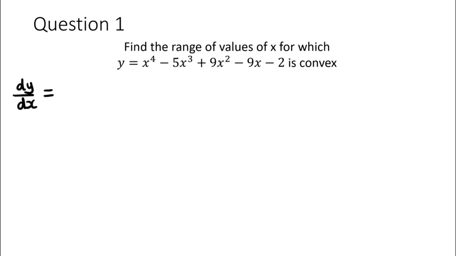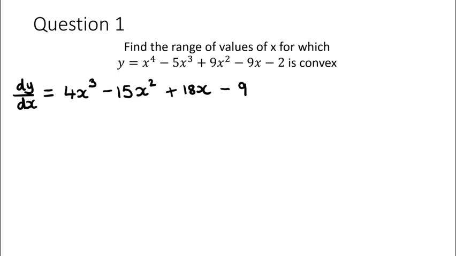So we just differentiate. All of this is just as simple as multiply by the power, take one off the power for each of these terms. So x to the power 4, 4x cubed. Minus 5x cubed becomes minus 15x squared. And then we'll have 18x when we differentiate the 9x squared. Minus 9x is minus 9 when we differentiate it. And the minus 2, that will just be 0.